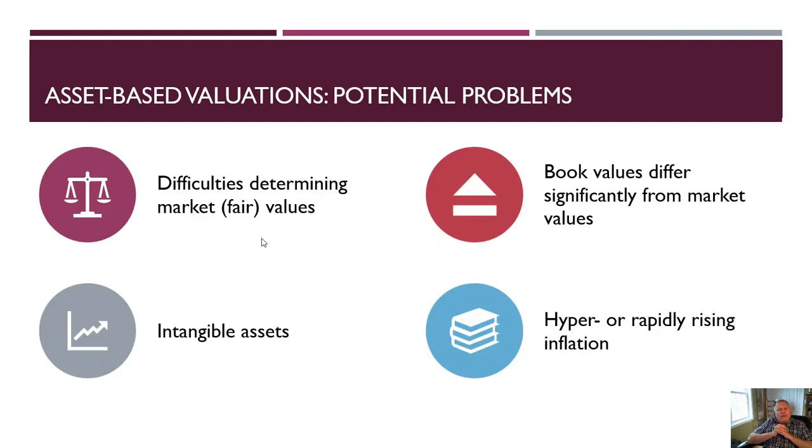When we use asset-based valuation, we tend to use it in what we'll call liquidation situations or in distress situations. And the potential problems are difficulties in determining what fair value is of some of these. Oftentimes we have book value that differs significantly from the market values, and then we have intangibles. Take a look at Kraft Heinz and you'll get a sense of that. We can also be in a hyper or rapidly rising inflation environment, such as we've seen in some of the Latin American and Asian countries. So that's our asset-based valuation. Basically, you just need to know what it is. We won't be looking at that.